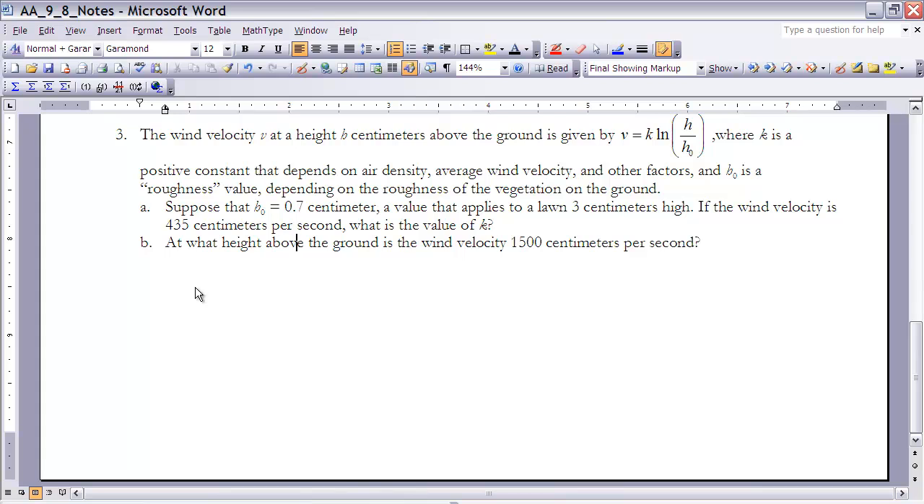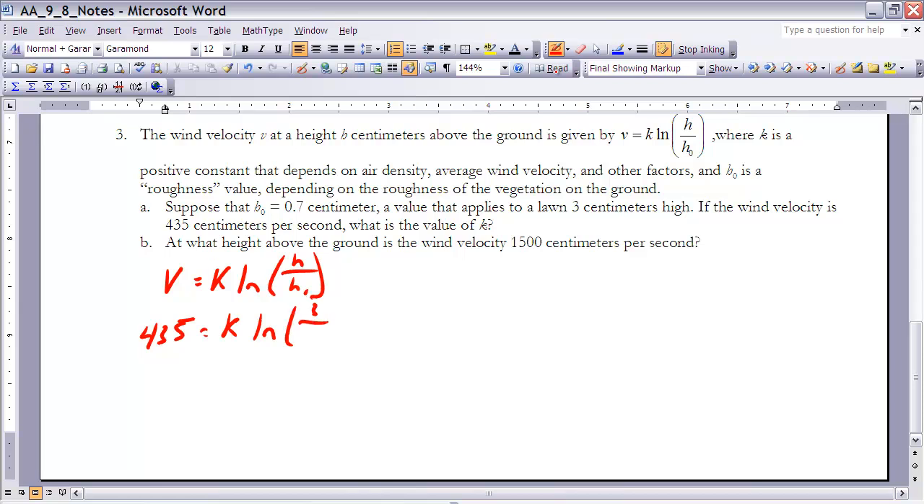In part A it says suppose h sub 0 is 0.7, a value that applies to the lawn that is 3 centimeters high. Therefore h would have to be 3. If the wind velocity is 435 centimeters per second, so there's your velocity v, what is the value of k? So let's start with our formula. V equals k times the ln of h over h sub 0. Now I'm going to plug in what I know. Well, I know the velocity is 435. I don't know what k is, that's what I want to find. And h is 3 centimeters, and h sub 0 is 0.7 centimeters. So I have everything that I need for that one.